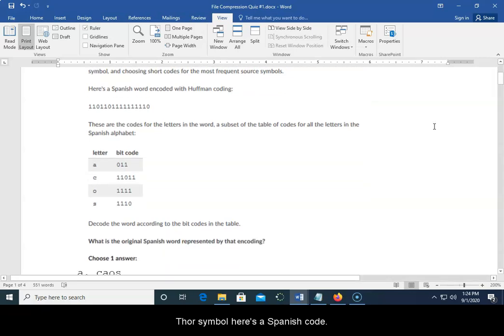Here's a Spanish word encoded with Huffman coding. These are the codes for the letters in the alphabet. A is represented by 011, C 11011, O 1111, S 1110. Decode the word according to the bits.